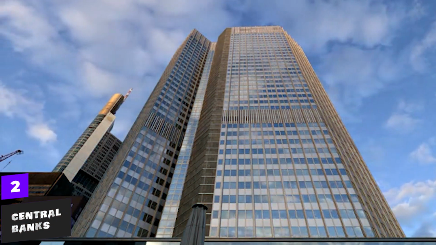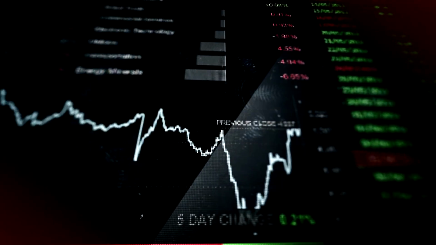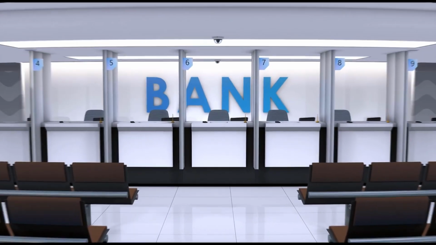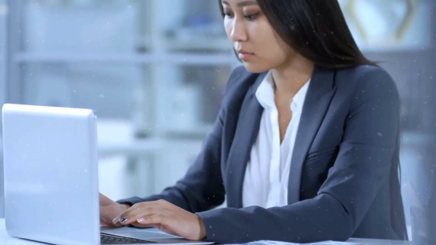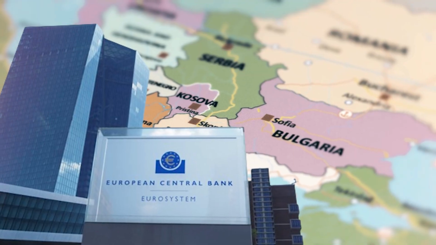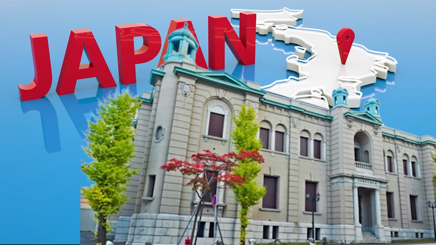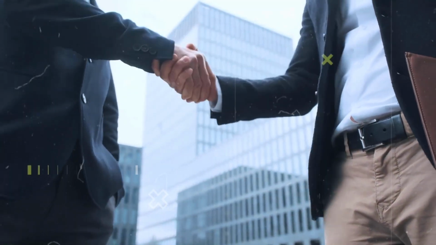2. Central banks. Central banks serve as the primary regulatory authority in a country's financial sector and act as the bank of the government. Their roles include controlling inflation, issuing currency, and overseeing monetary policy. For example, the Federal Reserve in the United States, the European Central Bank in Europe, and the Bank of Japan in Japan are critical in shaping economic policy and stability.